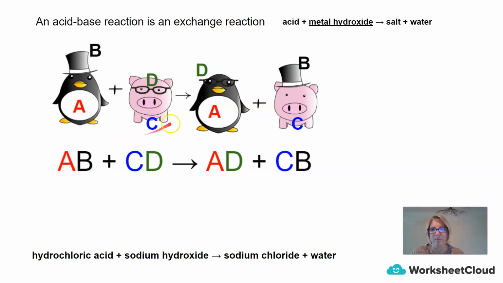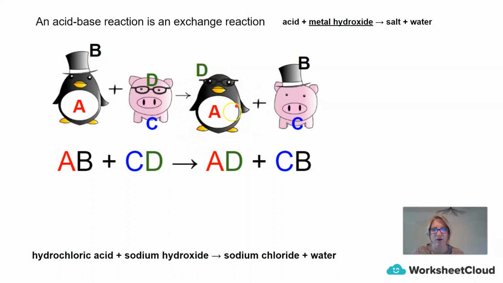And then we have a pig that we represent with letter C, and we have spectacles that we represent with letter D. Then we have the arrow that represents a chemical reaction has happened. And now we move on to our products.